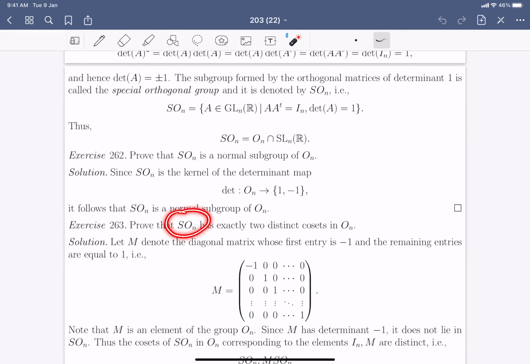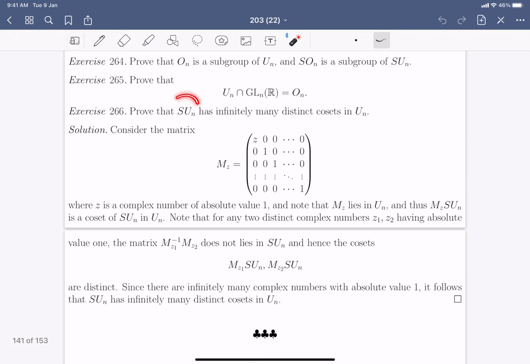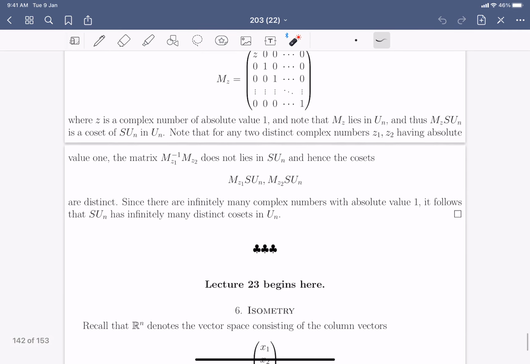For instance, that this group of special orthogonal matrices has got index 2 inside this group of orthogonal matrices, and here we also observe that SUN has got infinite index inside UN.